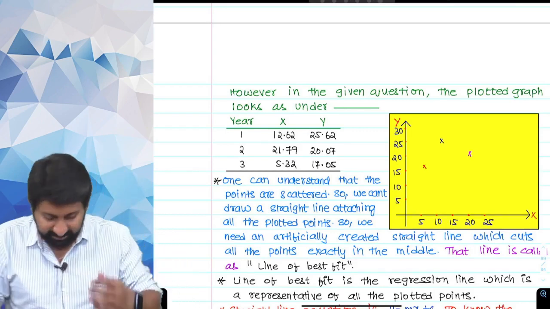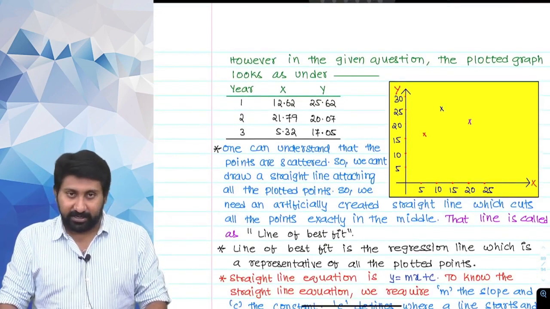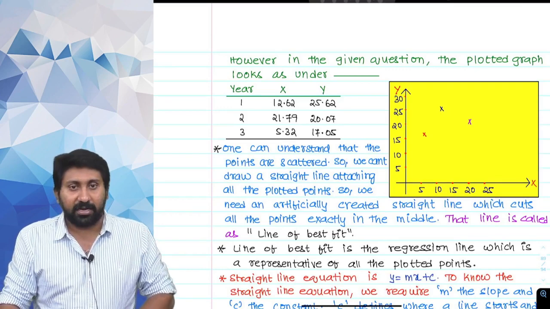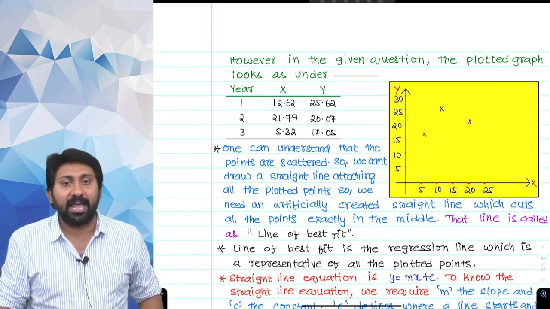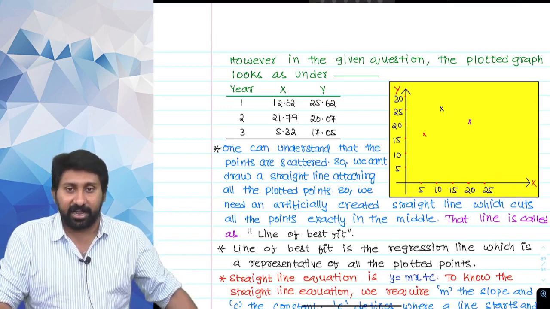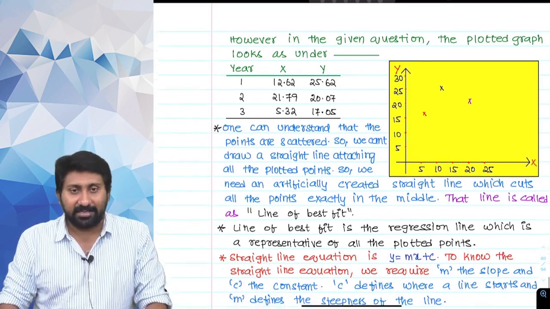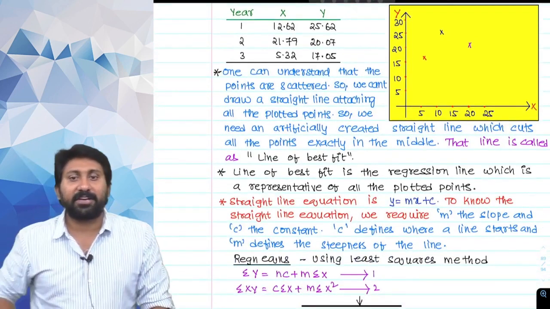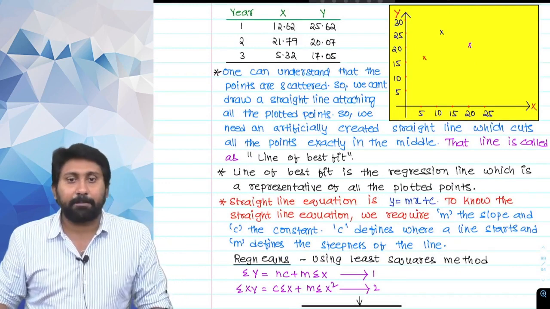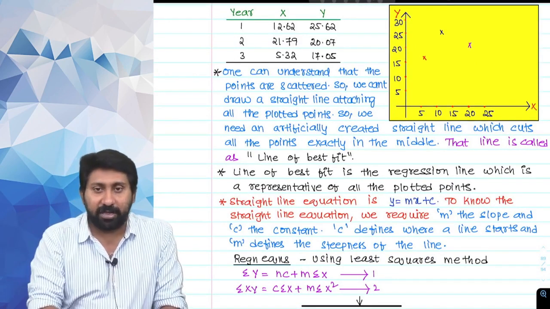Right? Let's see. One can understand that points are scattered. So we can't draw a straight line attaching all the plotted points. So we need an artificially created straight line which cuts all the points exactly in the middle. That line is called the line of best fit. Line of best fit is a regression line which is a representative of all the plotted points. Okay. Straight line equation is y = mx + c.